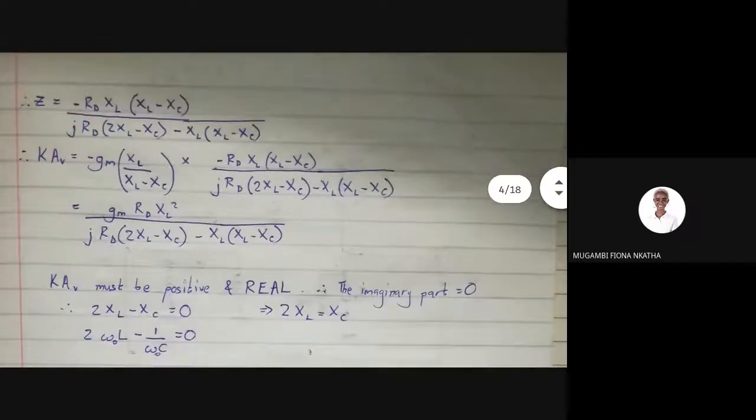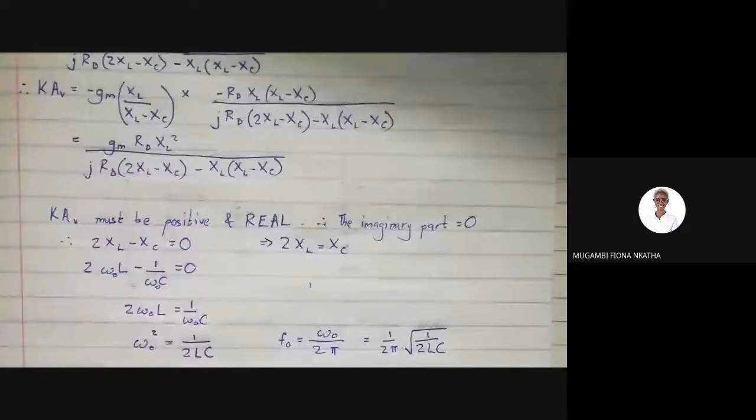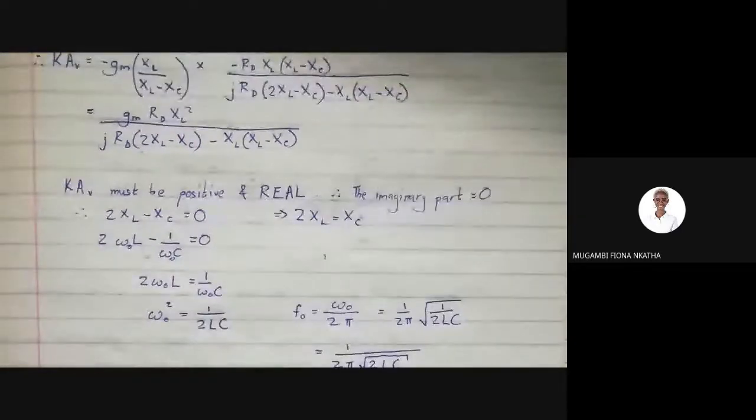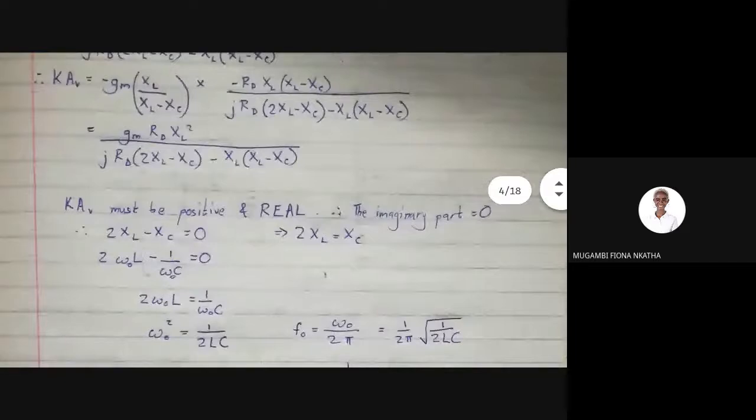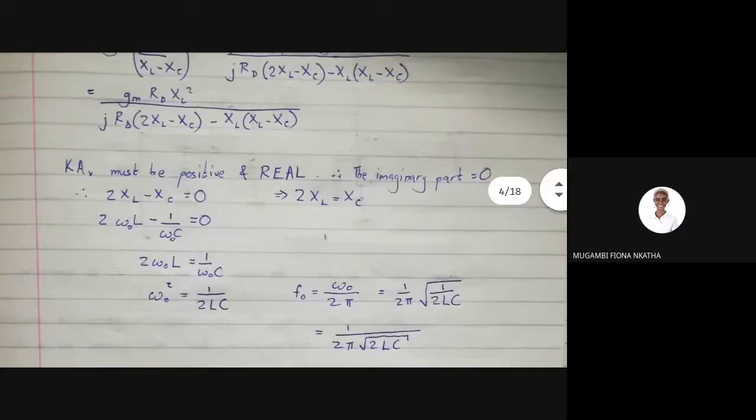From the final equation, you can see it has one J element, and it's in the denominator. It doesn't matter if it's in the denominator or the numerator, but that J must disappear, because we need KAV to be positive and real, so the imaginary part has to be 0. To make it disappear, we need to equate the parts with the 2XL and XC. That's what I've written there, and you can get the operating frequency.